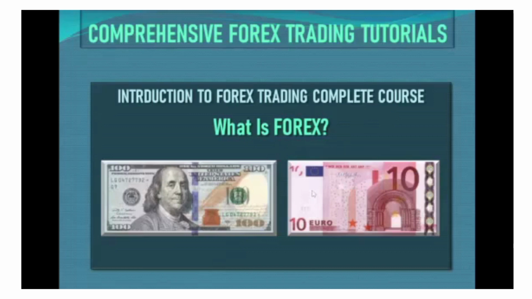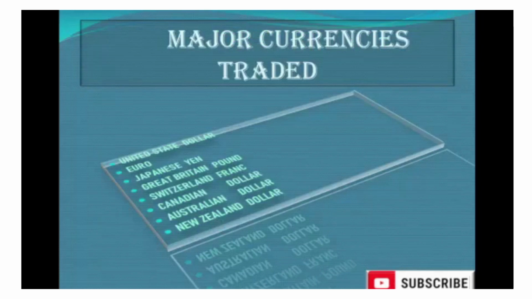And then we're going to be treating major currencies traded. What are those major currencies traded? If you look over here, you'll see United States dollar, euro, Japanese yen, Great Britain pounds, Switzerland francs, Canadian dollar, Australian dollar, and New Zealand dollar.